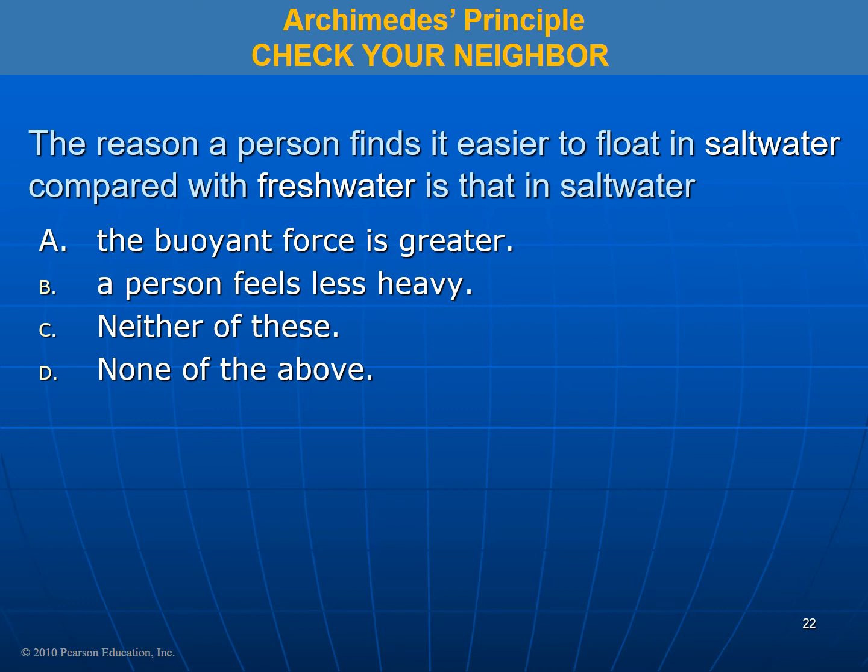In salt water, same person, same volume, so we will displace the volume of the person. The density of the salt water is greater, so the weight of the displaced water will be greater, so the buoyancy force will be greater. So the buoyancy force in salt water will be greater than in fresh water.